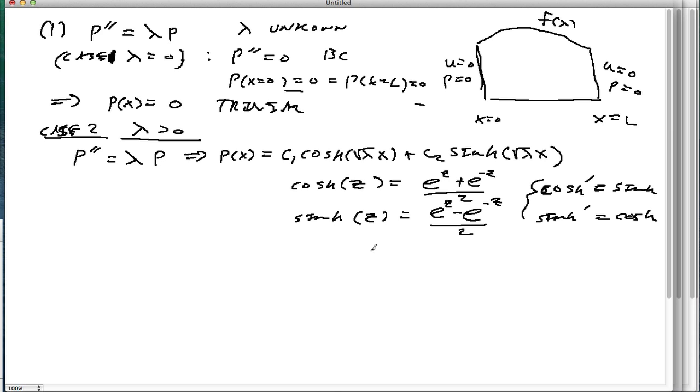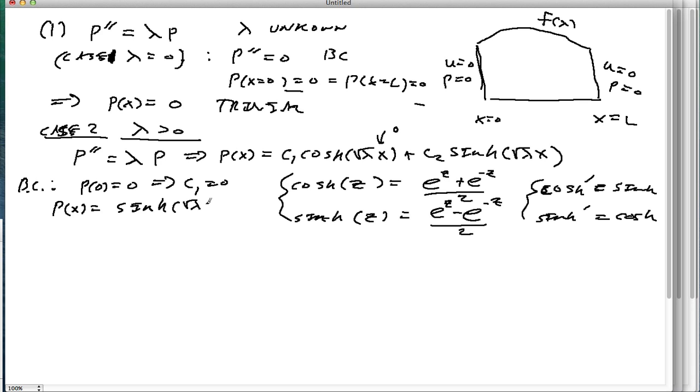So now we remind ourselves about what sinh and cosh are. But then we have to apply the boundary conditions, which is that p of 0 is equal to 0. And so immediately you see here that cosh, if I put a 0 in there, cosh is 1. So that would imply then that c1 is equal to 0. Okay? We can't have any cosh solutions. So p of x, the new candidate then, is going to be sinh of square root of lambda x.